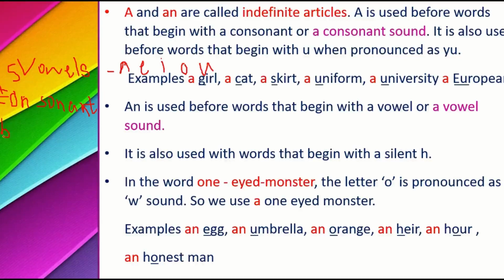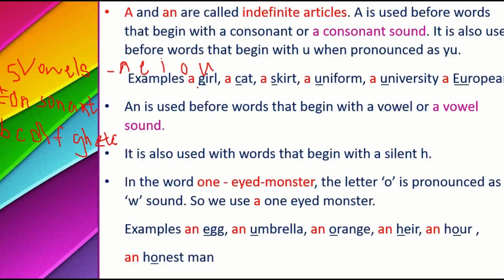So B, K, D, F, G, H, etc. These are all consonant sounds. So we have to use a in front of that. Now let us see the examples of consonant sound, the article which you are using for consonant sound.